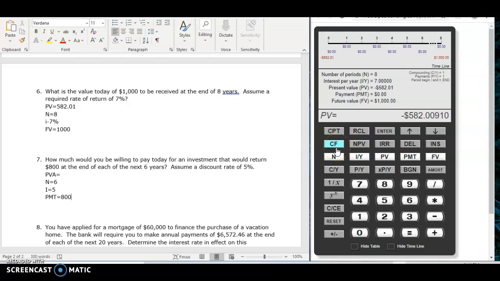And again, it's an annuity because it says at the end of each year. So we're going to hit reset. We're going to hit 6N, 5I, and 800 as our payment. And we're going to hit compute PV. And we get our present value of an annuity of 4060.55.